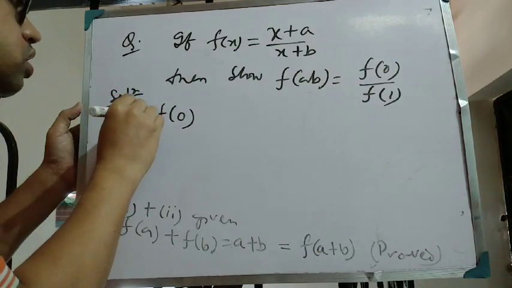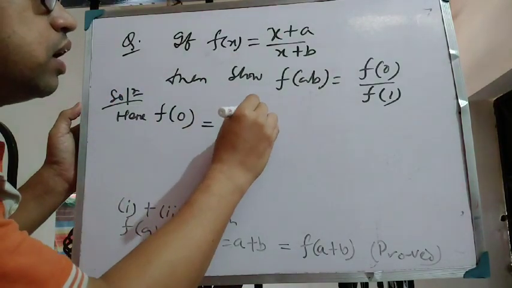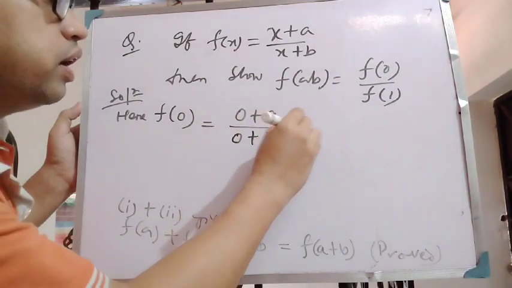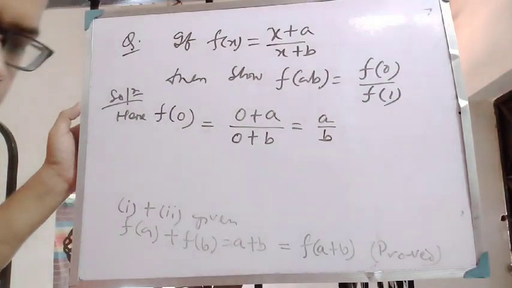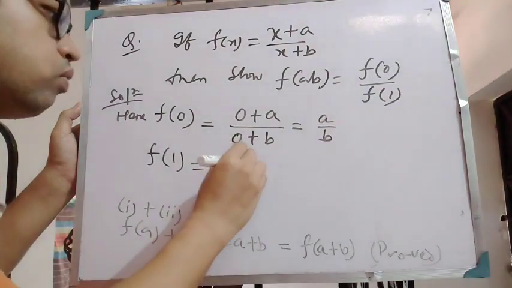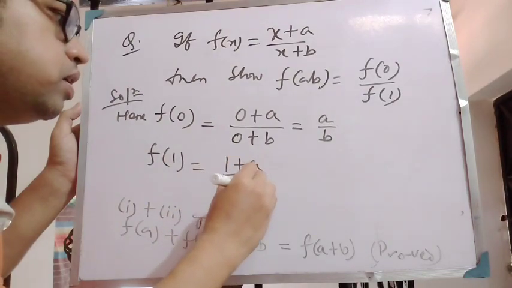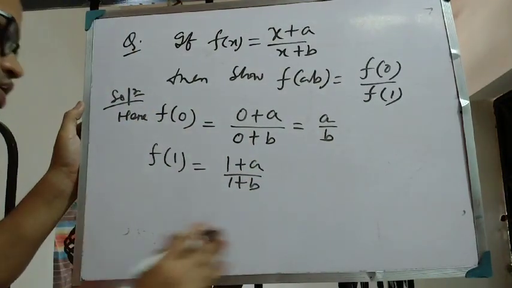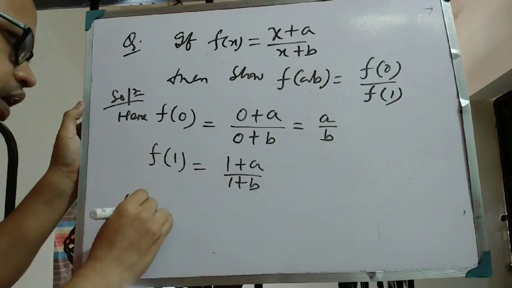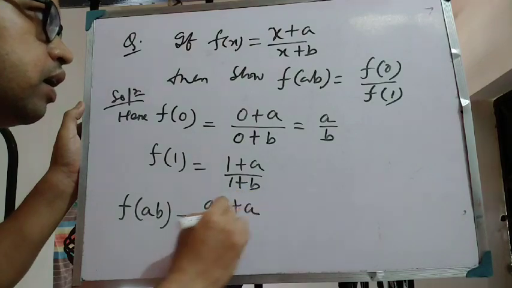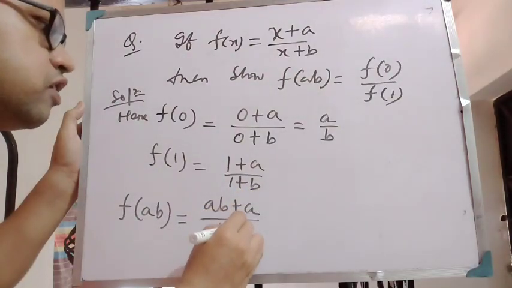Here f(0) equals, clearly substituting the value 0 in place of x, it is nothing but a/b. What is the value of f(1)? It will be (1 + a)/(1 + b). Now calculate f(ab). f(ab) will be (ab + a)/(ab + b).